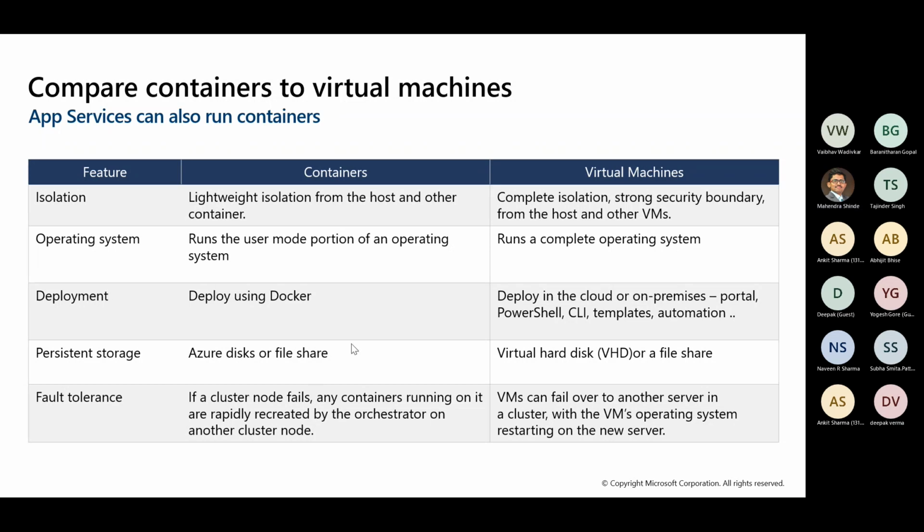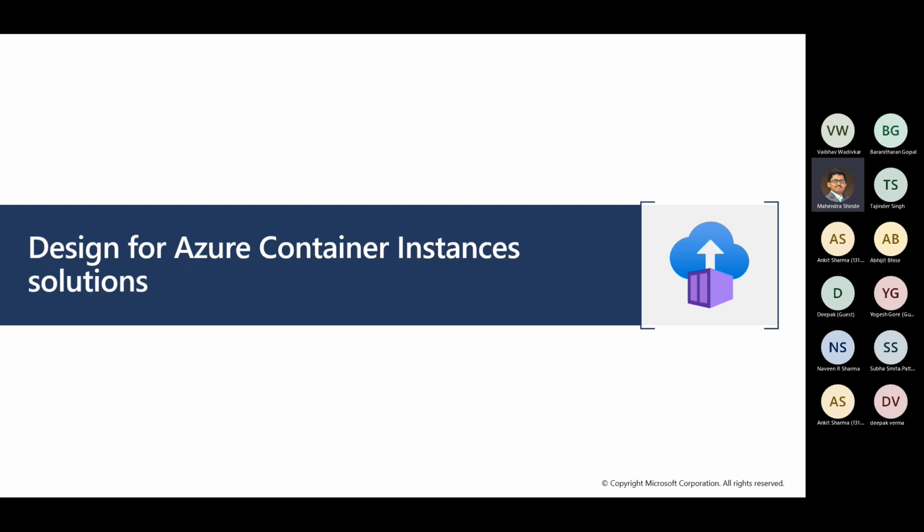Okay. Now we have these two options. Now, if you want to use container option in Azure App Services, you just have to provide it the right application image or container image. I do have one image. I will show you that later on.